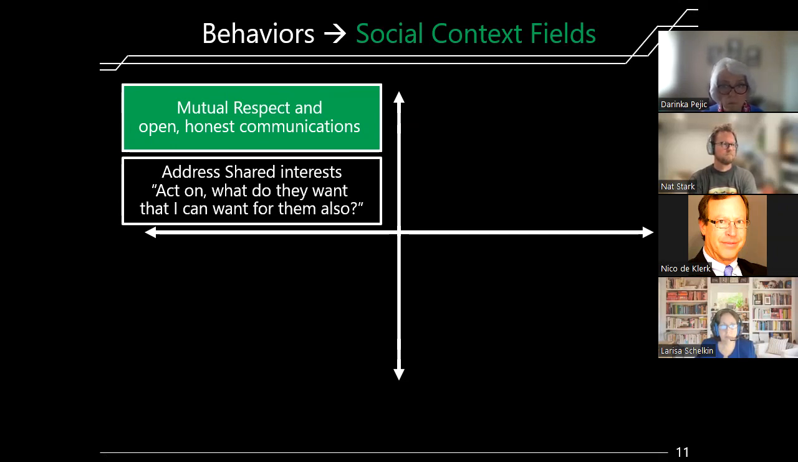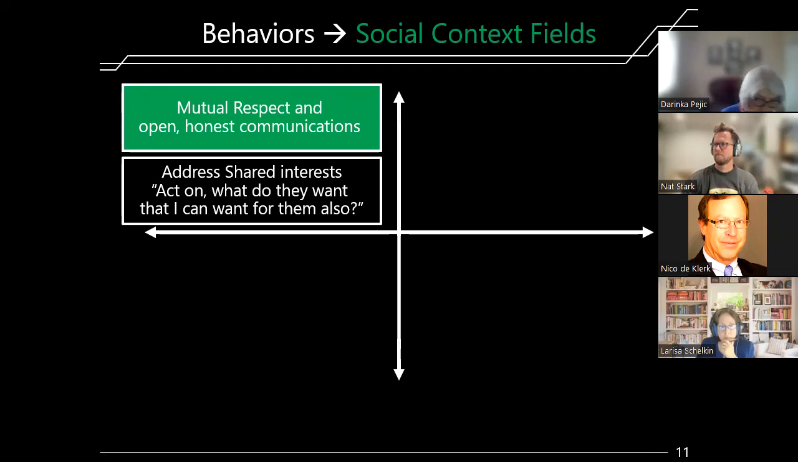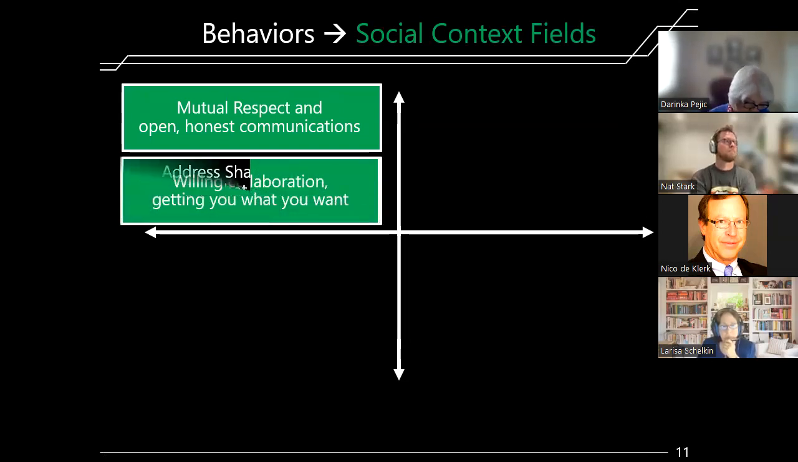Addressing shared interest, which is to take action on what do they want that I can want for them also. I believe this is the most important element in negotiation. What this does is you create a social context field of willing collaboration. And the most important thing is it gets you what you want. It looks like you're focusing outside, and you are, but what it does is get what you want because it's things you want also.